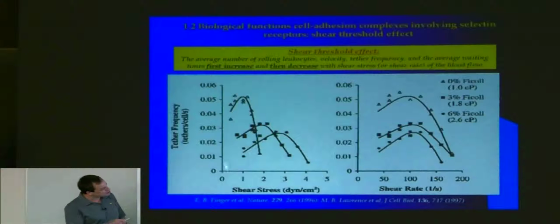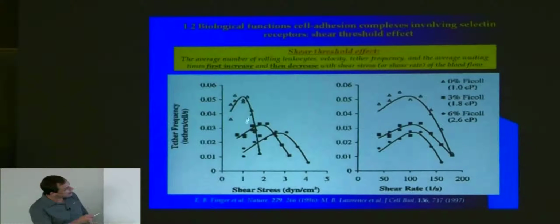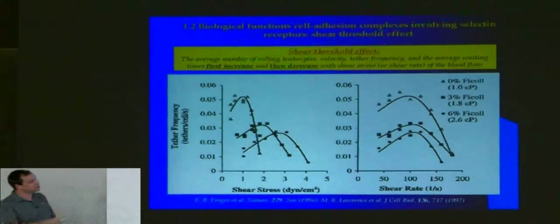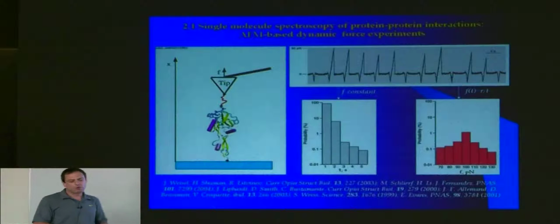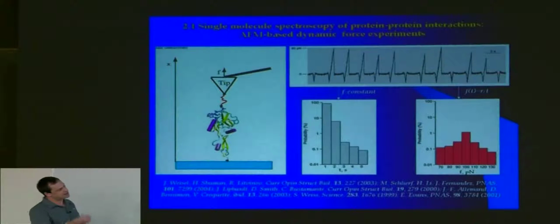So this phenomenon is called shear threshold. So there should be a threshold. For instance, for this particular graph, you have this x value that corresponds to the maximum in the y-axis. Okay, this is called shear threshold. And the shear threshold effect, if you read off from the papers, the average number of rolling leukocytes, velocity, tether frequency, and the average waiting times first increase and then decrease with shear stress or shear rate of the blood flow. So now people got curious. They wanted to know why there's such a thing as shear threshold effect.